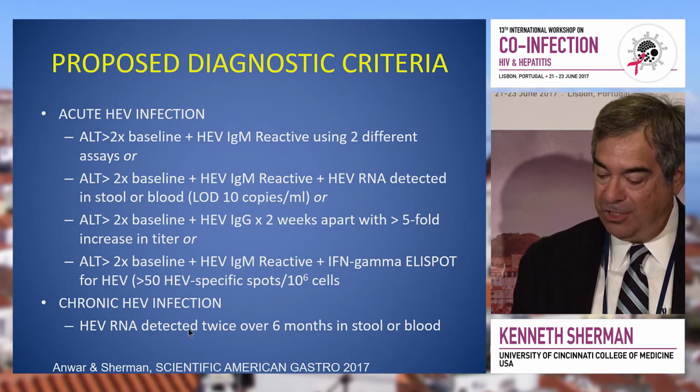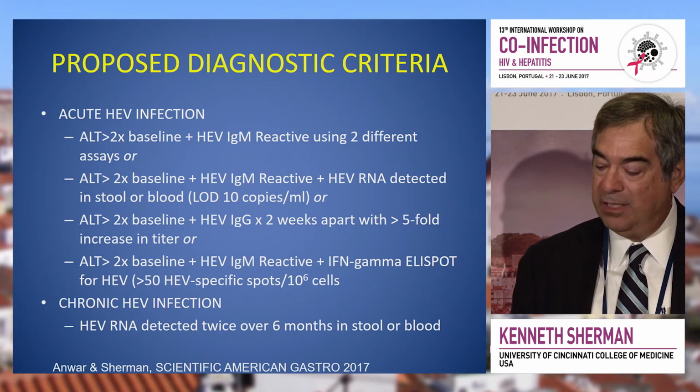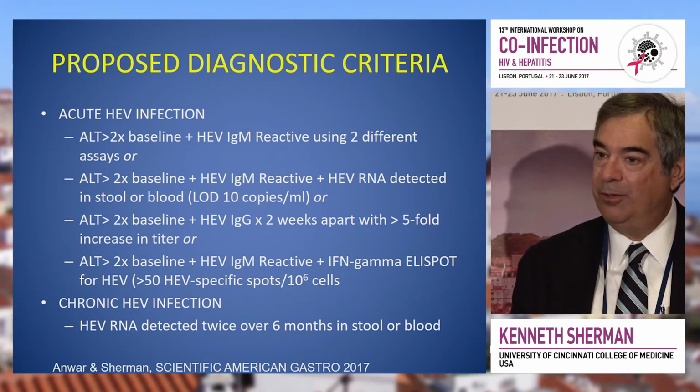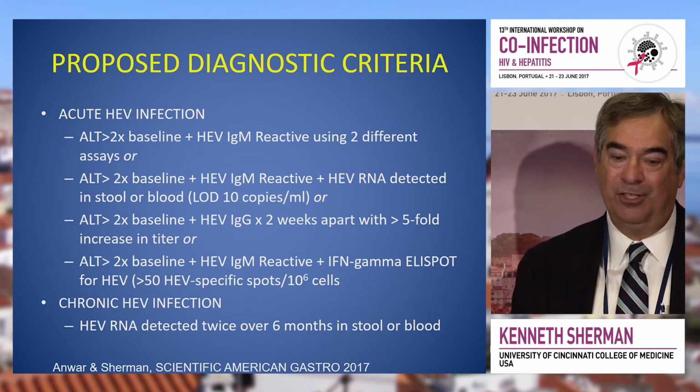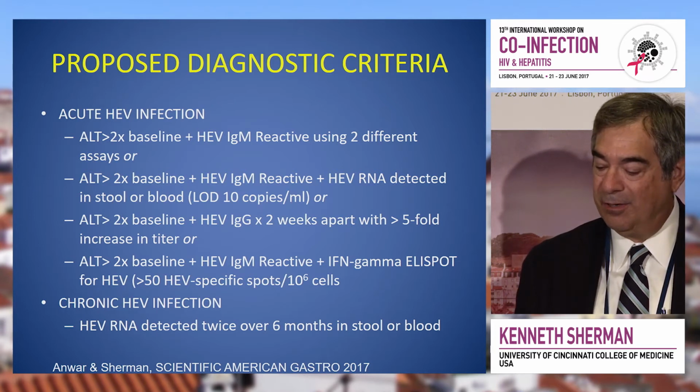And for chronic HEV, we use HEV detected twice over a 6-month period in either stool or blood or some combination, telling us that we have a chronic infection.